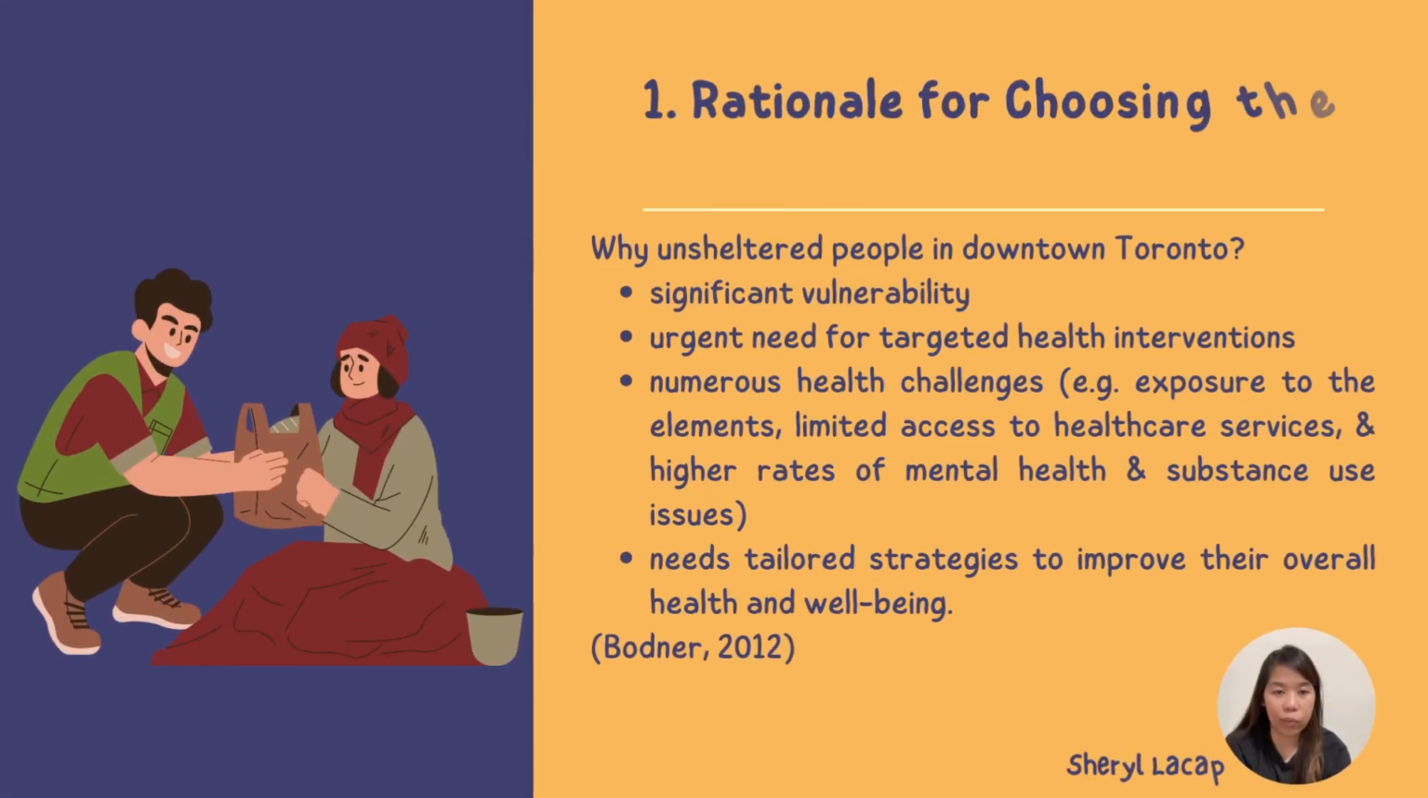Rationale for choosing the community. The community of unsheltered people in downtown Toronto has been chosen for this assessment due to their significant vulnerability and the urgent need for targeted health interventions. This group faces numerous health challenges, including exposure to the elements, limited access to healthcare services, and higher rates of mental health and substance use issues. Focusing on the community allows for the development of tailored strategies to improve their overall health and well being.